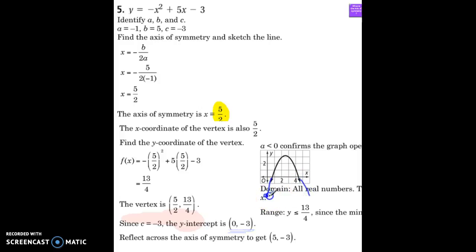So I'm going to use that distance, the axis of symmetry, to draw my graph. It asks for my domain. It keeps getting wider and wider on x, so it's all reals. This is a maximum value because it curves down. So y is less than or equal to 13/4.